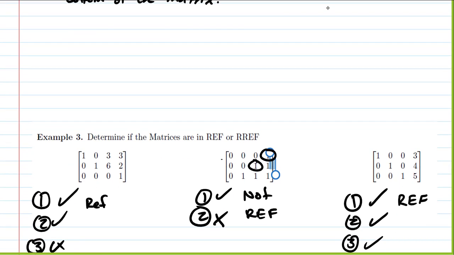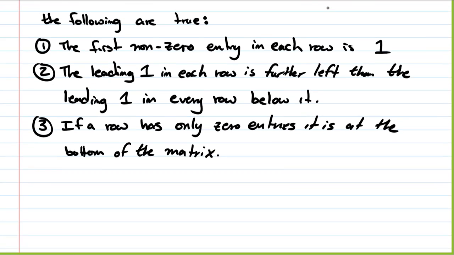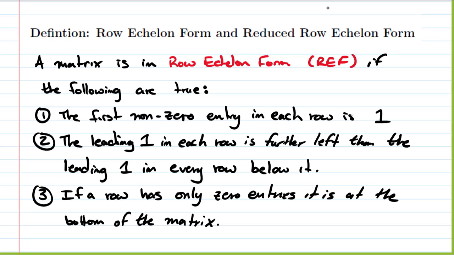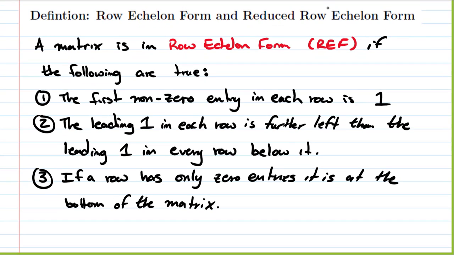So the next thing we want to take note of is that our first three properties, to determine if a matrix was in row echelon form, had to deal with rows. Reduced row echelon form, or RREF, has these same 3 row properties and 1 column property.